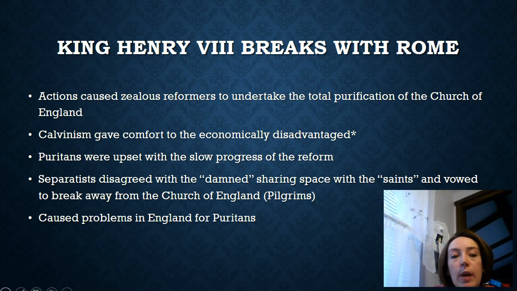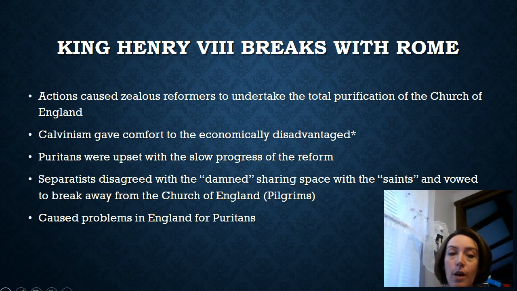However, there were people around him who felt that they should take this Reformation further. Calvinism was becoming very popular. You can see here it says it gave some comfort to the economically disadvantaged. There were poor people everywhere, and Calvinism emphasized that everyone was equal, at least spiritually, and it gave a value to their hard work, which many people didn't feel was celebrated, because the only way to really make money is if you're already in the nobility or you have land, and that was impossible for everyone.